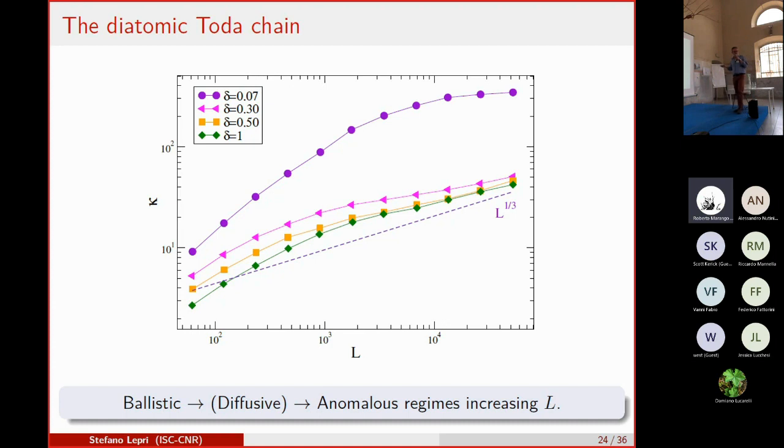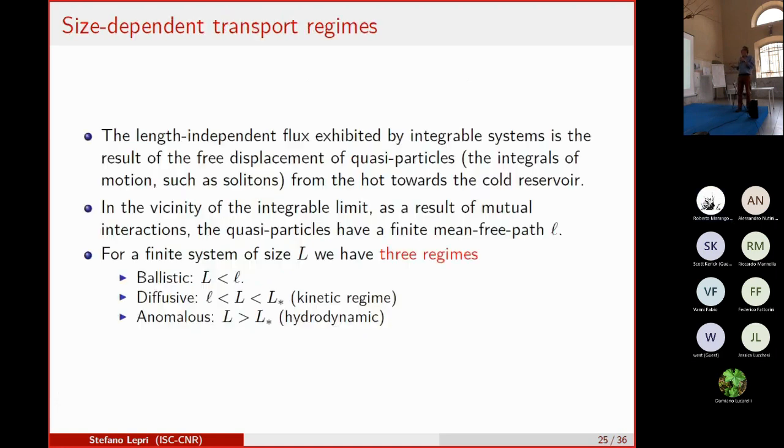So what's happening here? Does it mean that close to the integrable limit, the system becomes a normal conductor? This would be in contradiction with the general idea of universality, based on this KPZ approach. So what does it mean? What is the physical origin of this behavior?